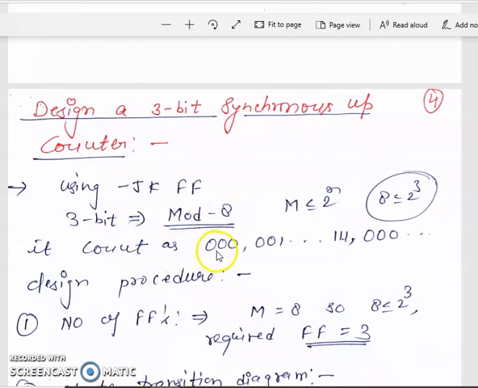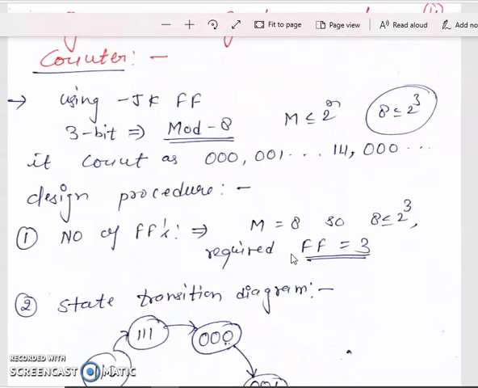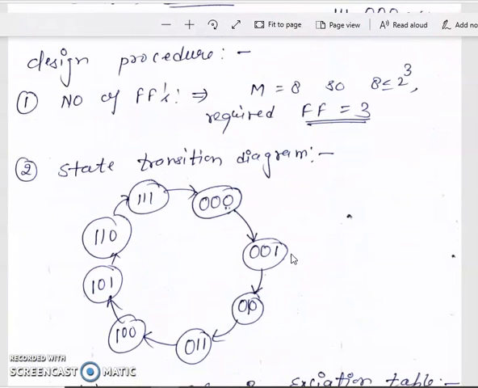It counts from 000, 001, up to 7, and repeats itself after 7, that is 000. Because it is an up counter, it counts in increasing order, that is 0, 1, 2, 3, 4, 5, 6, 7 and then 0. Now we proceed to the design process. First of all, we require the number of flip-flops. We have the mod, that is 8, and 8 is equal to 2 to the power 3. It means the flip-flops required are 3.